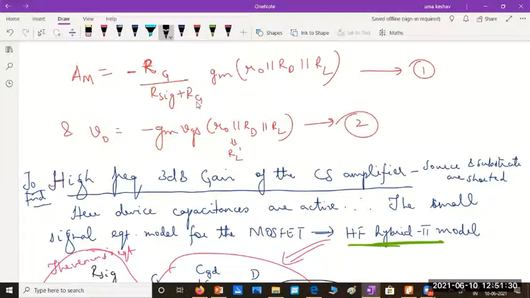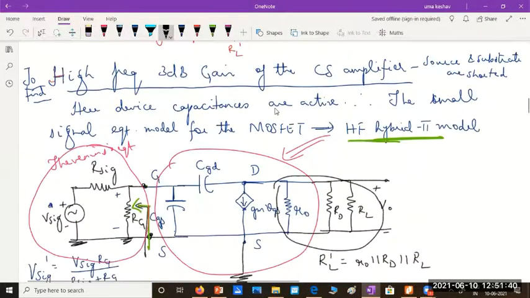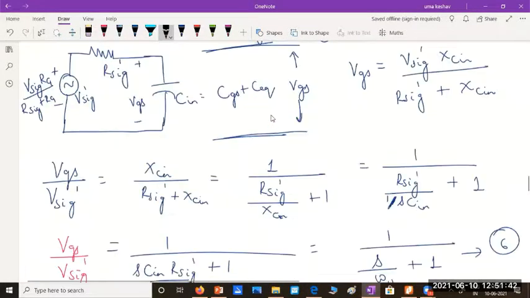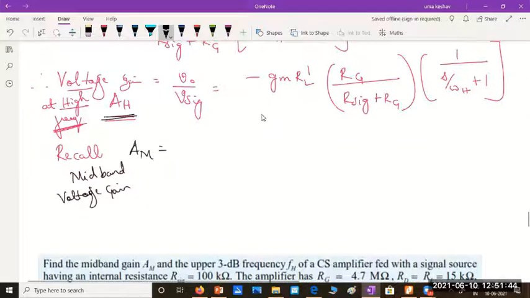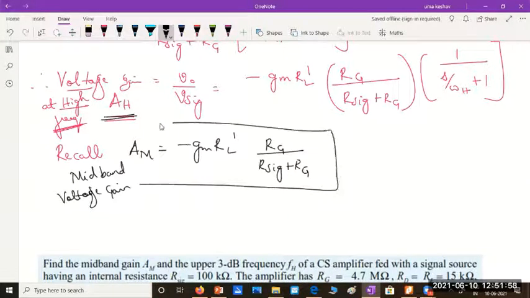Minus Rg by Rsig plus Rg into Gm into RL dash. Remember, this whole thing is nothing but RL dash. So can I write AM as minus Gm RL dash into Rg by Rsig plus Rg? This was the expression for mid-band gain. Yes or no? Recall this as the expression for mid-band gain.